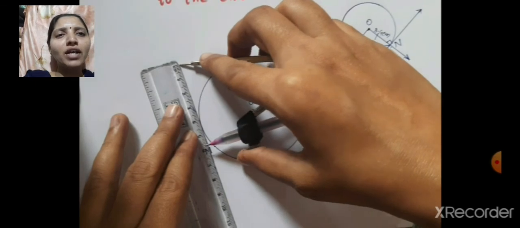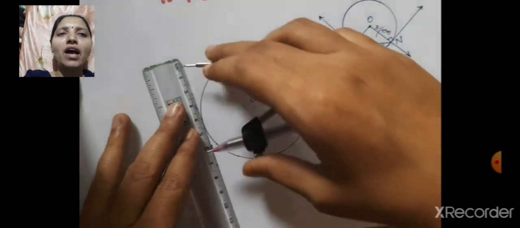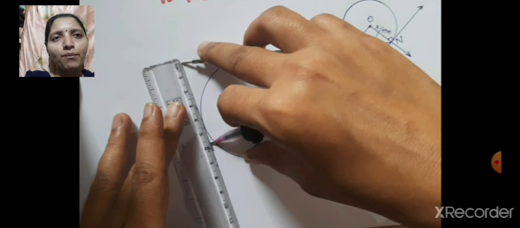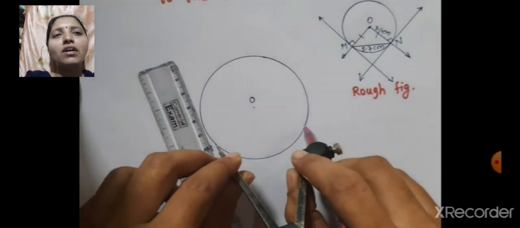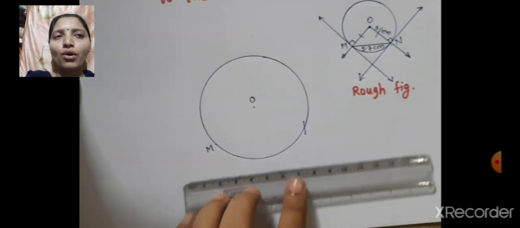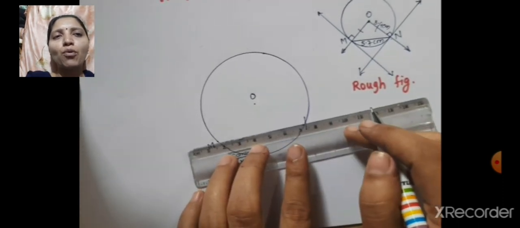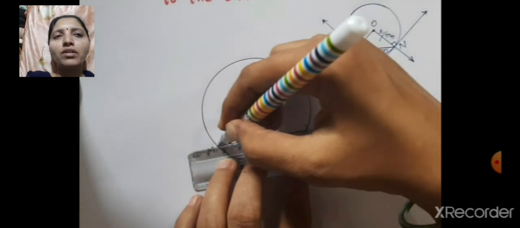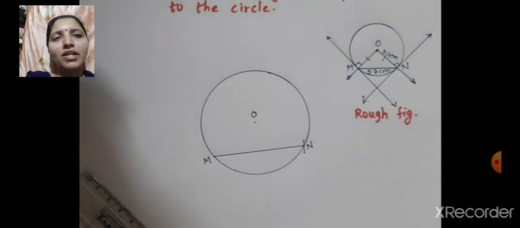You can take 5.7 centimeter distance in the compass, and you can draw one arc on the circle by putting the pointer on point M. That way also, and with the scale also you can draw it, but with the compass you can get an accurate 5.7 centimeter chord. So this way you have to draw one arc, and then these two points you have to join. So this is the chord MN of 5.7 centimeter distance.